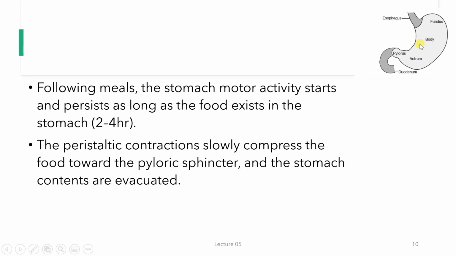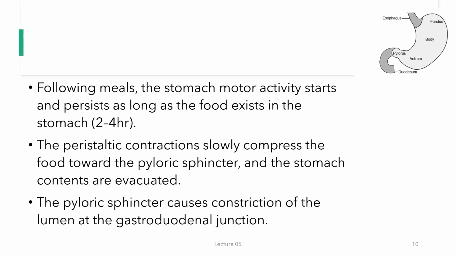Here you can see the pyloric sphincter. The peristaltic contractions slowly compress the food towards the pyloric sphincter, and the stomach contents are evacuated into the duodenum. The pyloric sphincter causes an appreciable contraction of the lumen at the gastrointestinal junction.